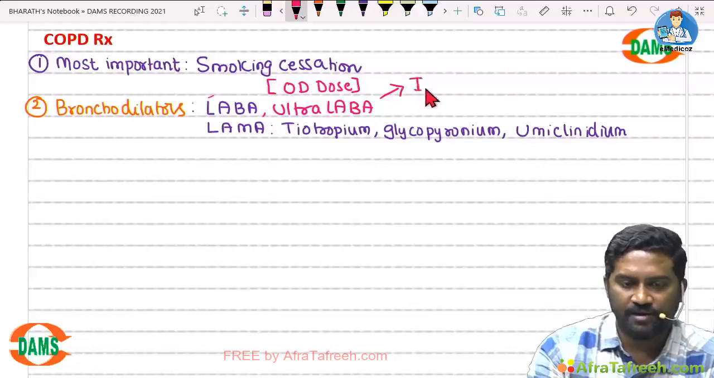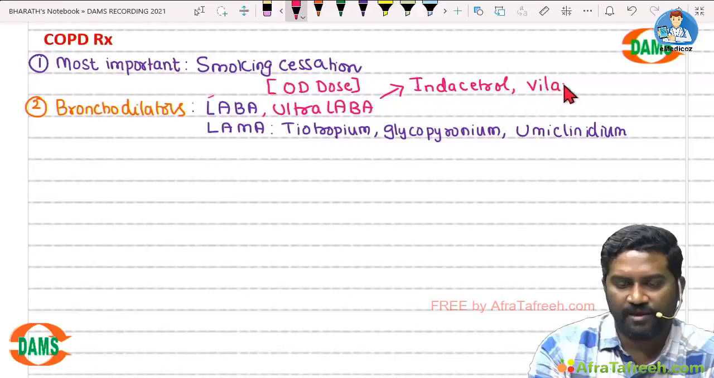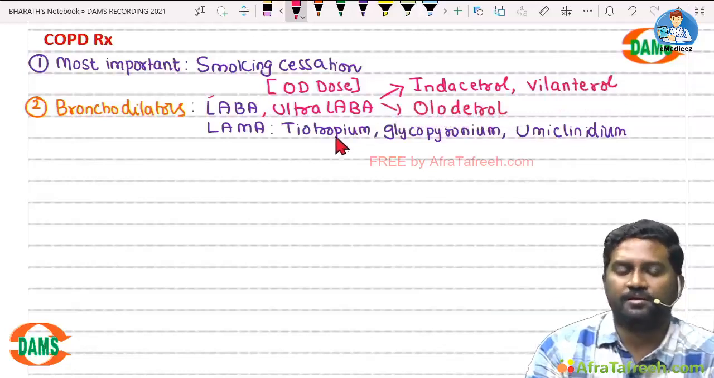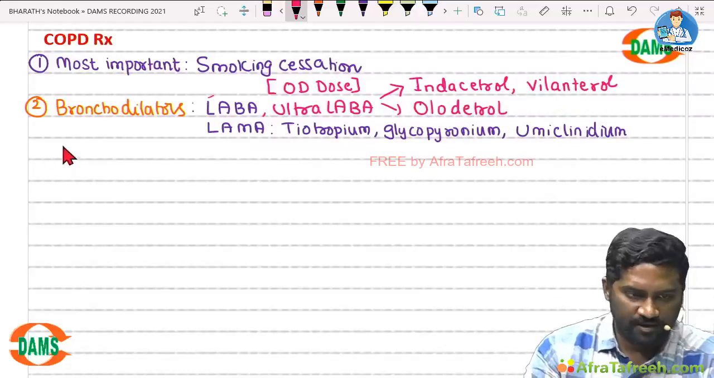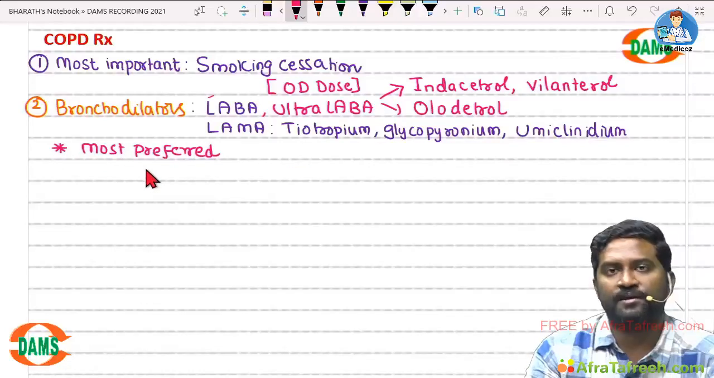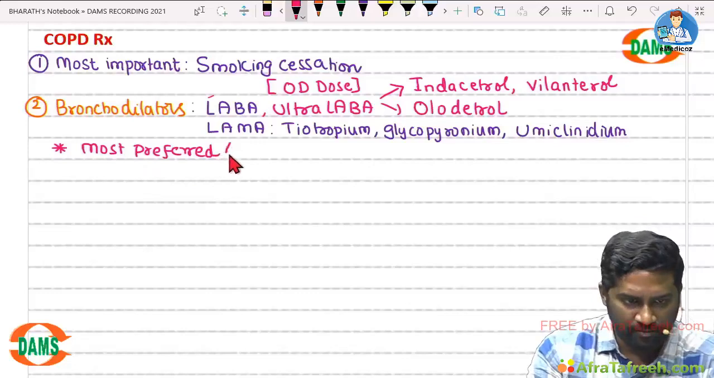We have indacaterol, vilanterol, olodaterol. These are the ultra long acting beta 2 agonists. Now if they ask you what is the most preferred bronchodilator here, in asthma no doubt it is LABA, whereas in COPD the most preferred will be LAMA.